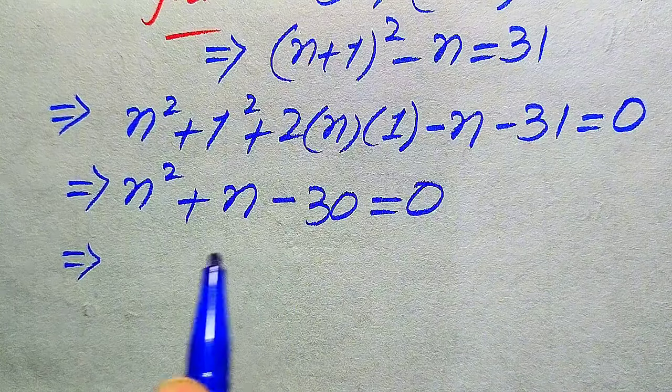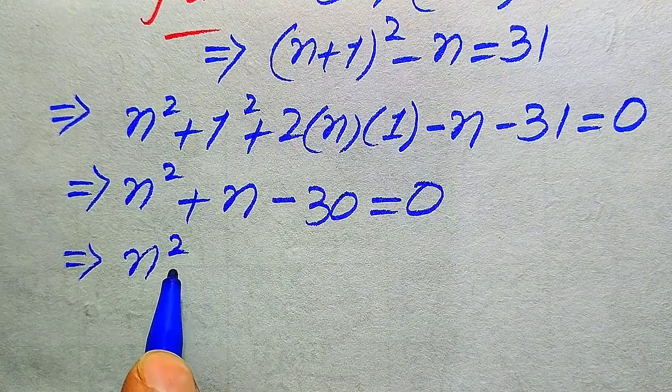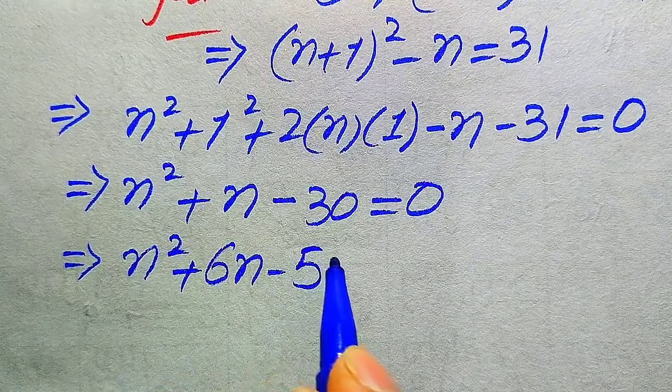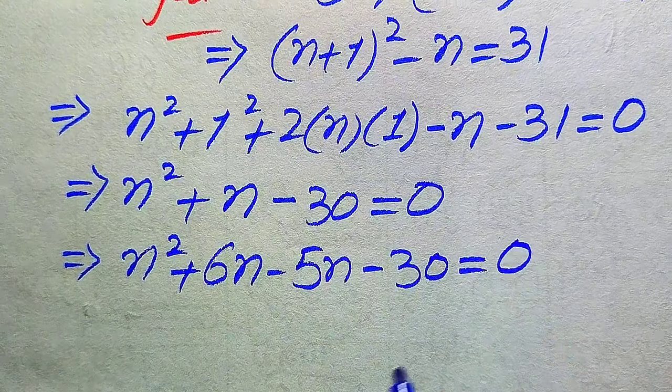So here we need to make the factors of this equation. In order to make the factors, we break its middle term, so it will be written as n square plus 6n minus 5n minus 30 equals 0.